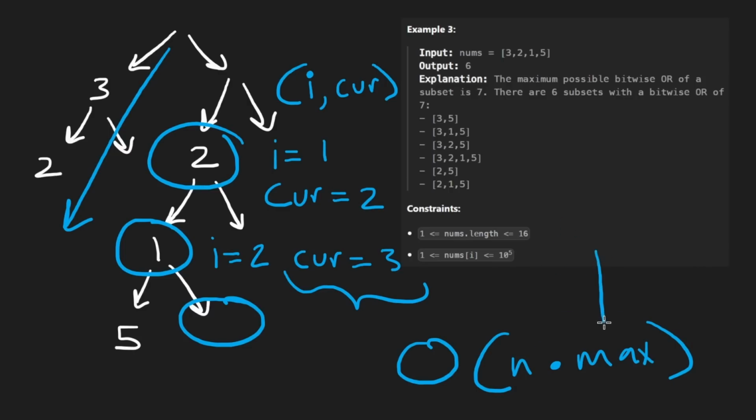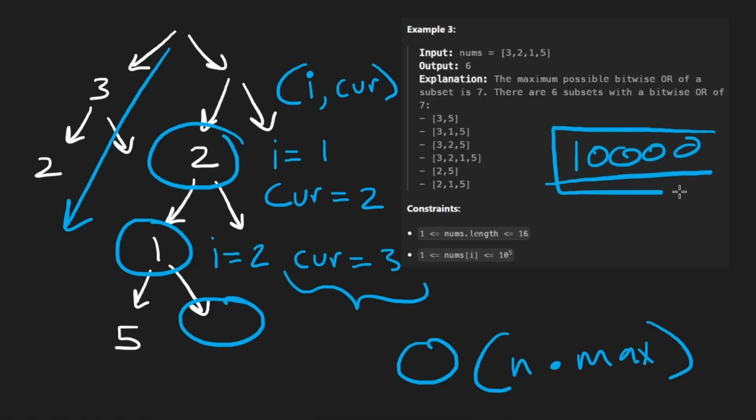So what exactly is the time complexity now? Before we had 2 to the power of n. Is this better or worse? Well, n is relatively small in this problem. It's 16. What's the max possible OR that we could have? Well, in this example, given that the max number could be 10,000, it's going to be something like this.